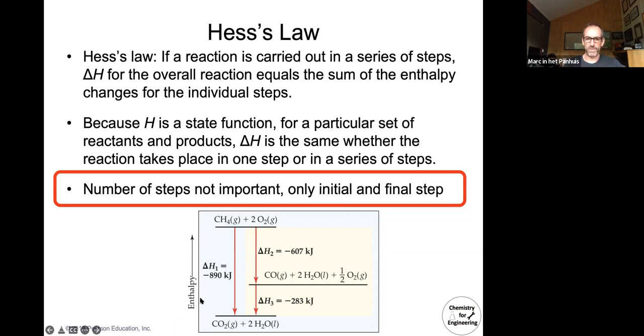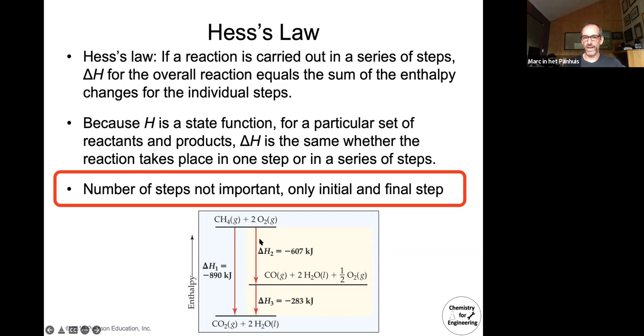If I have the enthalpy here and I'm going to burn my methane, for the change in enthalpy for burning methane and converting it to carbon dioxide gas and water, it doesn't matter if the reaction goes in one go or if there is an intermediate step where we first form carbon monoxide and then form carbon dioxide. The end result is the same. It doesn't matter how many steps we take.